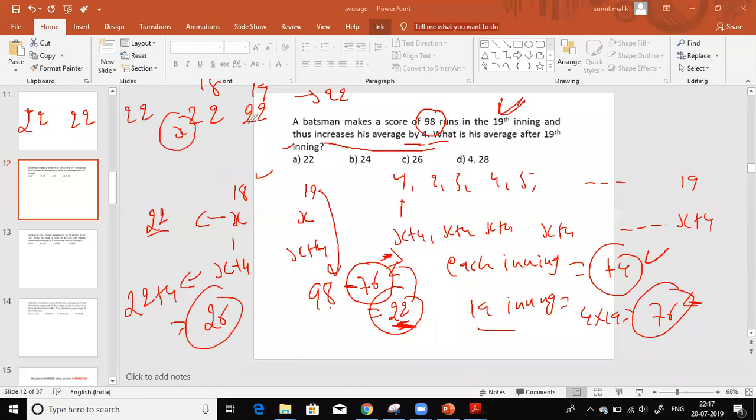But in his 19th inning, he is not scoring 22. He is scoring 98 runs. As he is scoring 98 runs, what is happening? His average is increasing by 4. So how much run is he scoring more? 76 runs. And just because of these 76 runs, his inning average is increased. Okay, so the old average was 22, so the new average became 26.